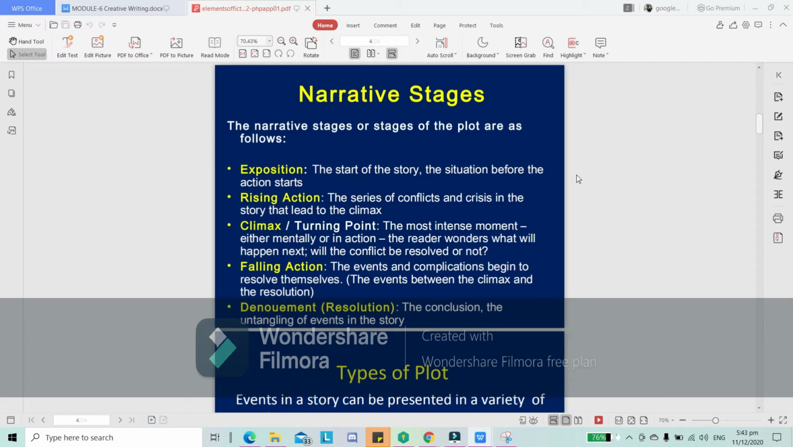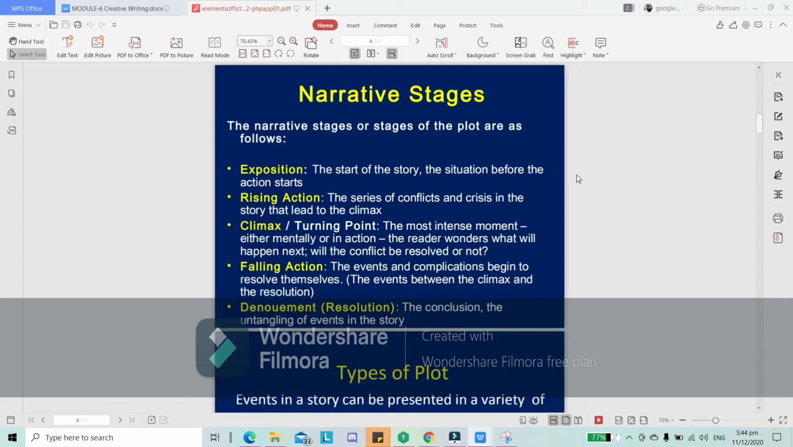It's the same with the story of Harry Potter. If you have watched Harry Potter, the exposition starts in the first movie. Let me share my screen so you can see the guide. Okay. At first they introduced the characters in the story, Hermione, the friends of Harry Potter.